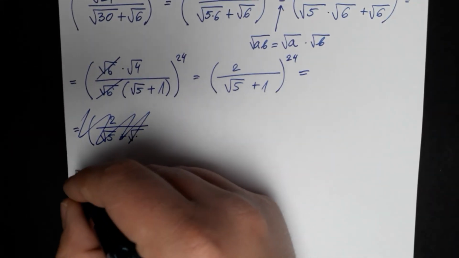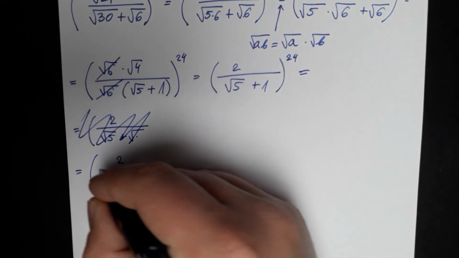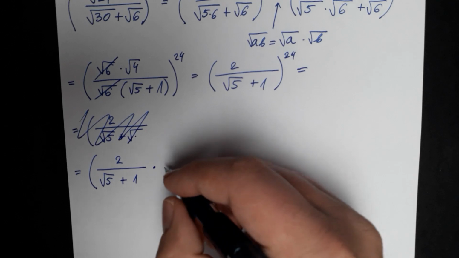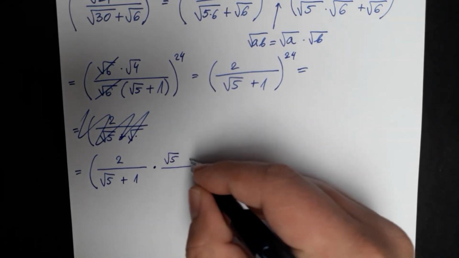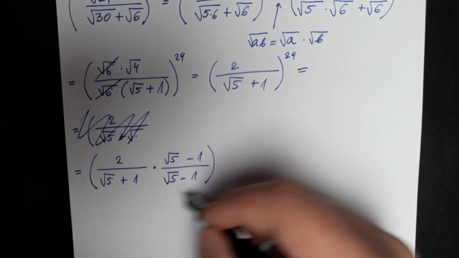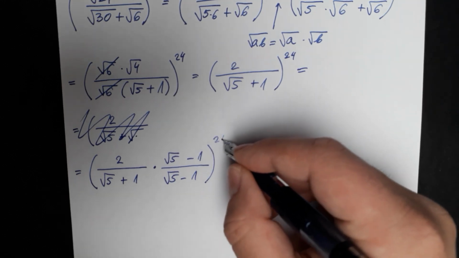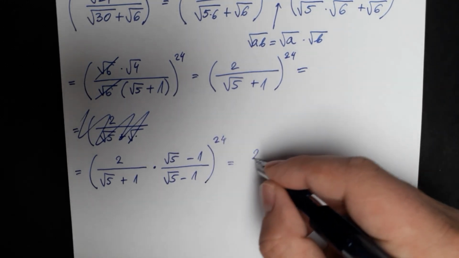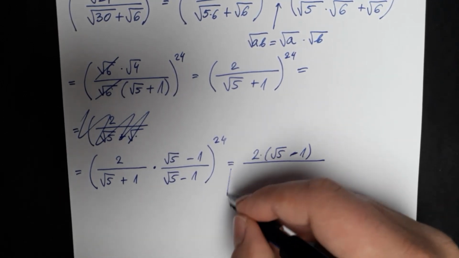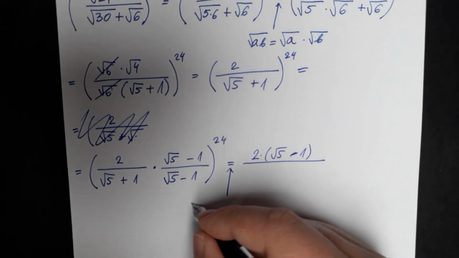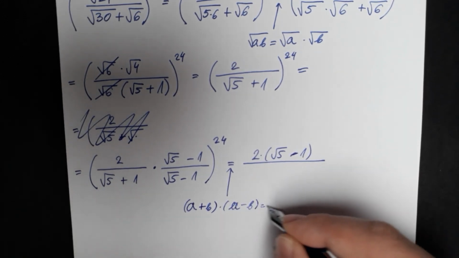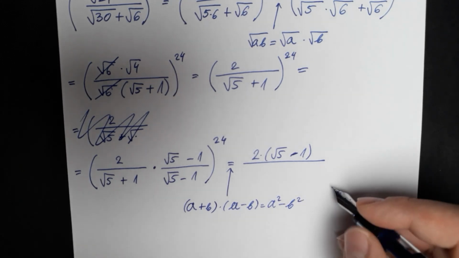What I can do at this point is rationalize the fraction. So I have 2 over the square root of 5 plus 1, and I am going to multiply that by the square root of 5 minus 1 over the square root of 5 minus 1. This fraction, the entire thing, is 1, so nothing changes. So then I get 2 multiplied by the square root of 5 minus 1 over, and of course at this point I'm going to use the fact that a plus b multiplied by a minus b is equal to a squared minus b squared.